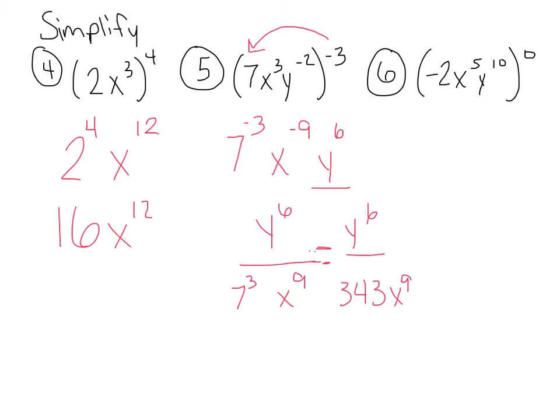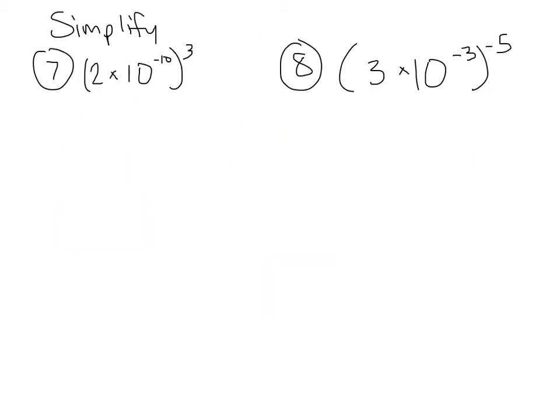All right, number 6, negative 2x to the 5th, y to the 10th, all of that to the 0. Remember, anything to the 0 power is just 1. Okay, a couple more. Simplifying 2 times 10 to the negative 10, all of that to the 3rd. This is like taking 2 to the 3rd times 10 to the, now negative 10 times 3 is negative 30. Okay, well 2 to the 3rd is 8 times 10 to the negative 30. Now you ask yourself, is that still in scientific notation? Yes, because that's a single digit. Alright, so you're done with that one.